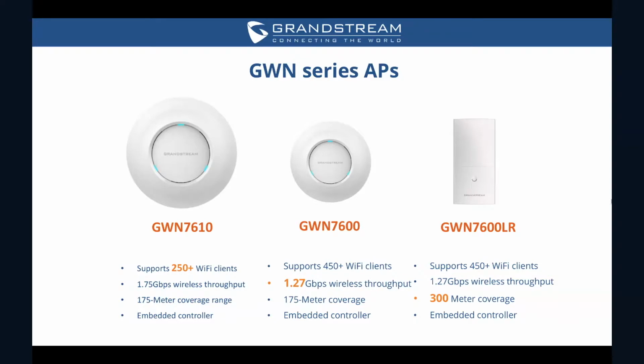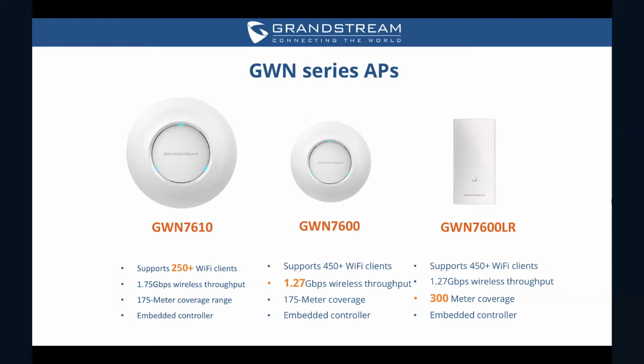It is a mid-tier 802.11 AC Wave 2 Wi-Fi access point that offers dual-band 2x2 multi-user MIMO with beamforming technology and a sophisticated antenna design for a maximum network throughput of 1.27 gigabits per second. And that's our answer for part B.